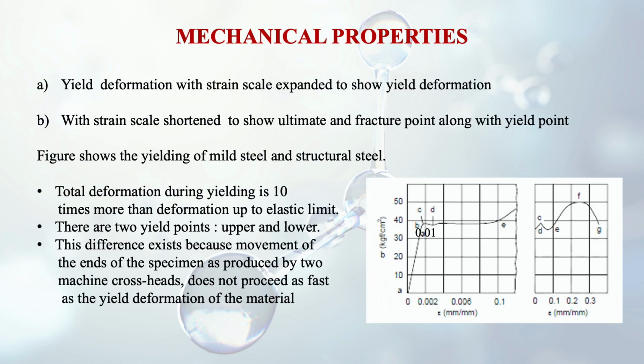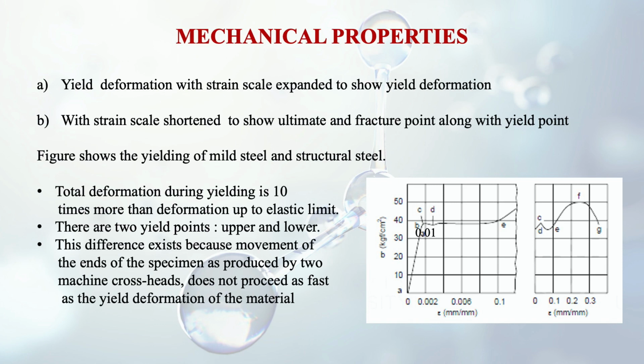So the figure that will be coming up will show the yield of mild steel and the structural steel. And from there we can see that total deformation during yielding is 10 times more than deformation up to the elastic limit. So there are two yield points, the upper and the lower. This difference exists as explained in the earlier portion also. It exists because movement of the ends of the specimen as produced by two machine cross heads does not proceed as fast as the yield deformation of the material.